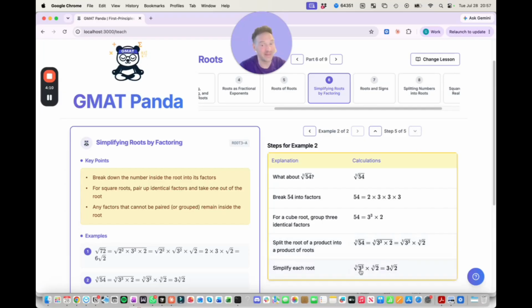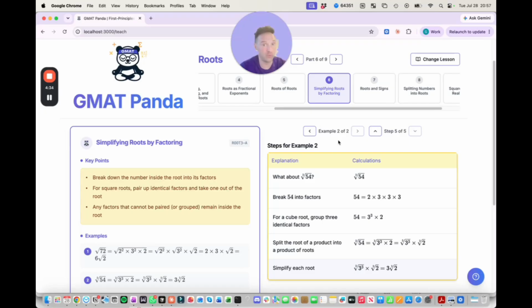And that cubic root of 3 cubed is going to simplify. We're just going to be left with 3. And that's now before the root. Unfortunately, our cubic root of 2 stays there because for that one we can't find any buddies to form a trio, and we can't move it outside the root.